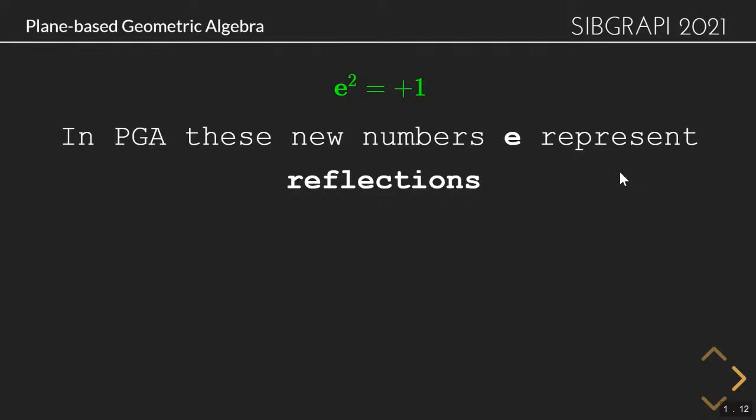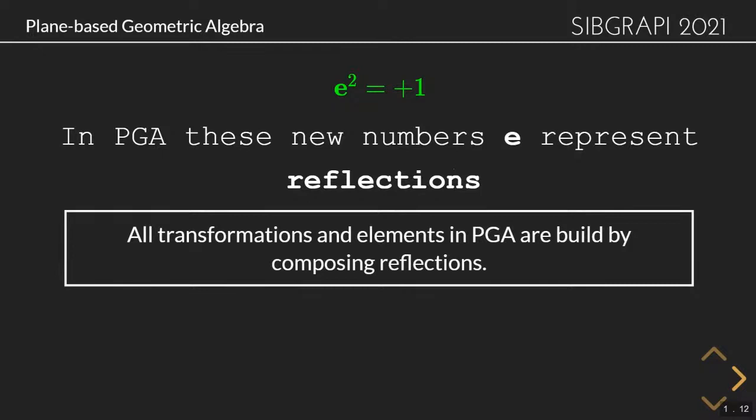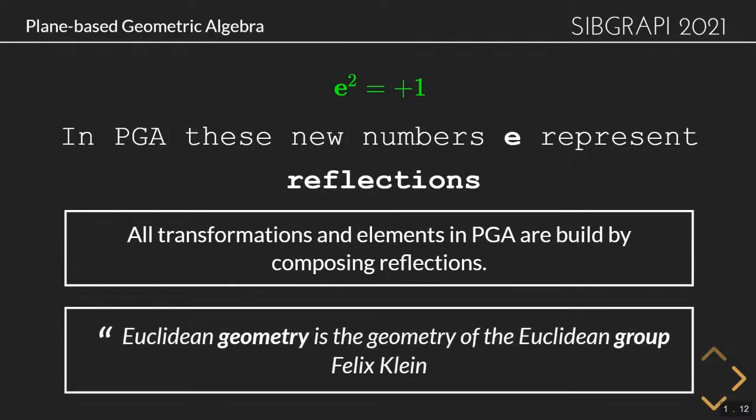So when you reflect something twice, you get back to the identity, and this involutory nature is exactly expressed by this green e number. And it will actually turn out that all of the transformations and all of the elements in PGA are built by doing nothing more than composing reflections. And in mathematics, such a set of compositions of reflections is something that shows up in group theory. And Felix Klein has gone into a lot more detail on that in his very influential Erlangen program. And he would make the statement: Euclidean geometry is the geometry of the Euclidean group.